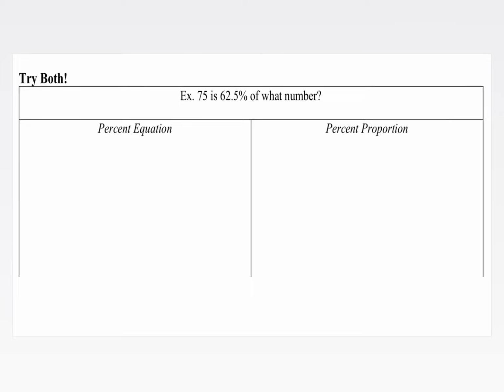final problem. So here we have 75 is 62.5% of what number? So if we start out with our percent equation, we know 75 stands for equals 62.5%. So here we see a decimal, we're going to move it over 1, 2. So 0.625, or 625 thousandths, of stands for multiplication. What number? We don't know what that number is, so we can put a variable in its place.